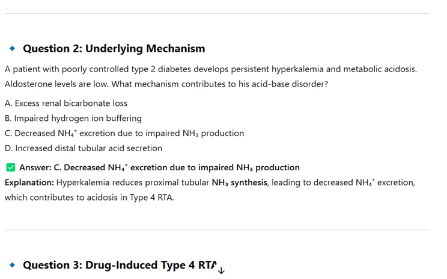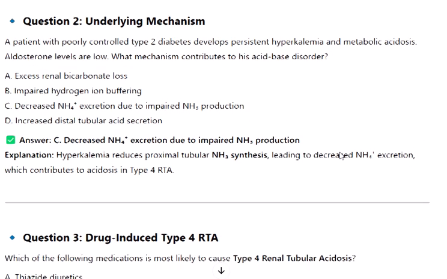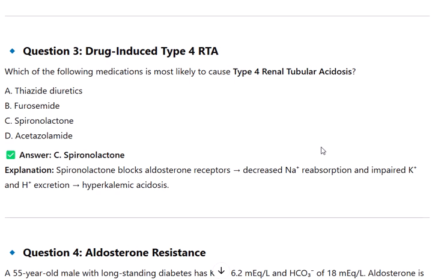Question 3. Drug-induced type 4 RTA. Which of the following medications is most likely to cause type 4 renal tubular acidosis? A. Thiazide diuretics. B. Furosemide. C. Spironolactone. D. Acetazolamide. Answer C. Spironolactone. Explanation: spironolactone blocks aldosterone receptors, decreasing sodium reabsorption and impairing K+ and H+ excretion, causing hyperkalemic acidosis.